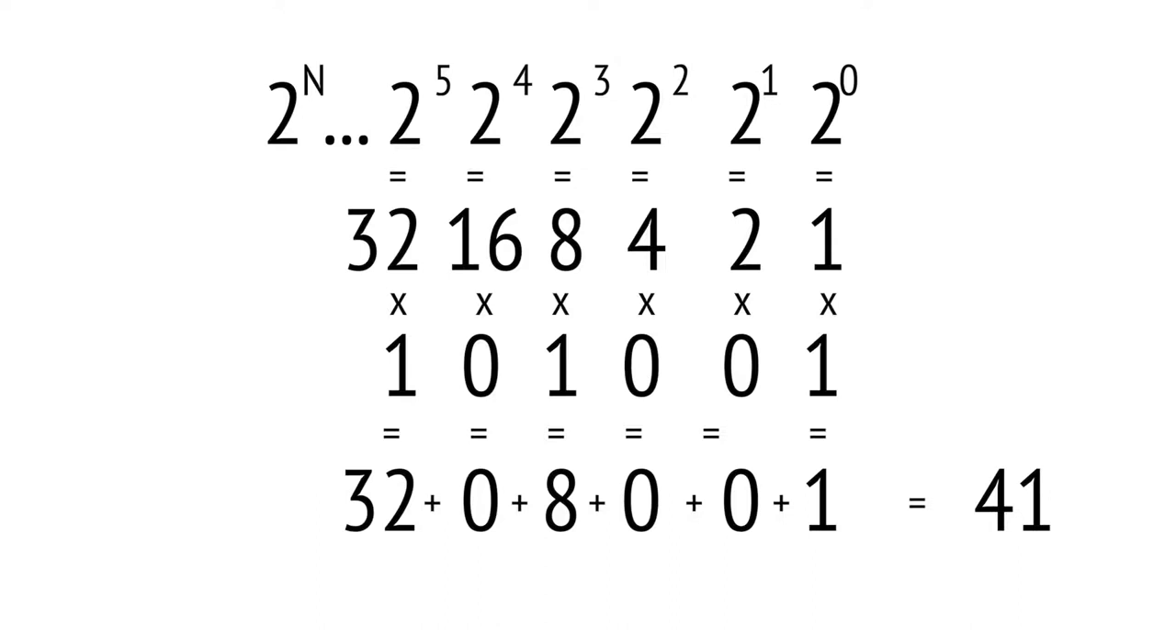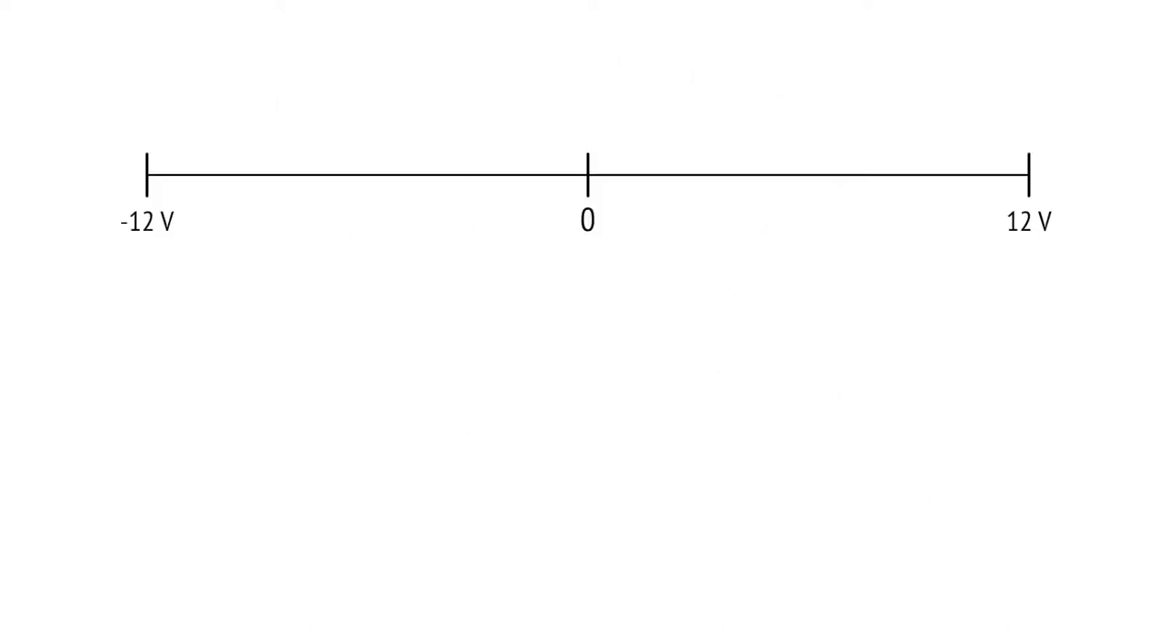Now you understand how the computer works with numbers. It uses binary numbers and it means also the converters from analog to digital give us binary numbers. Each AD converter has the voltage range in which it can work. For example, we use the converter with plus-minus 12 volts range.